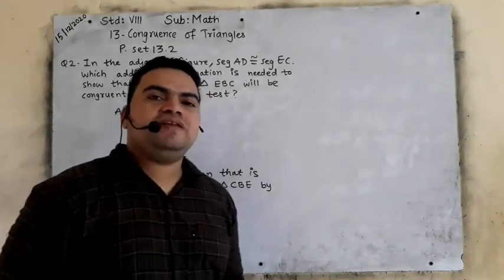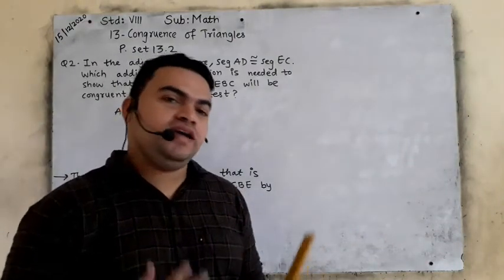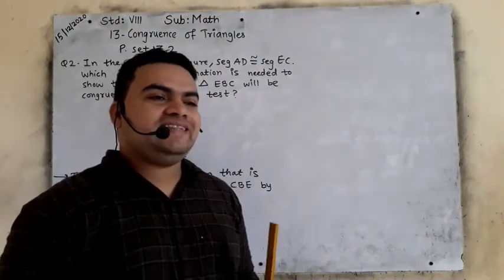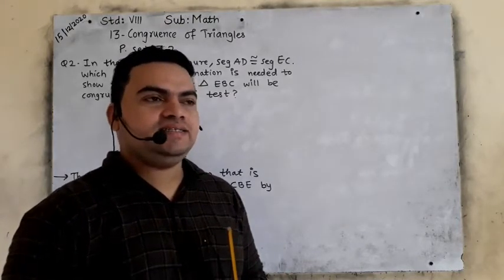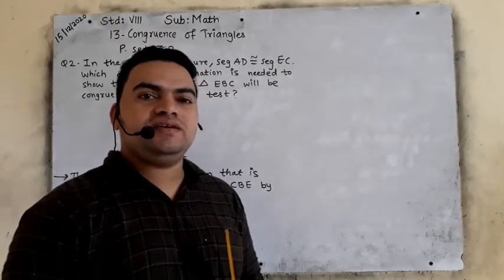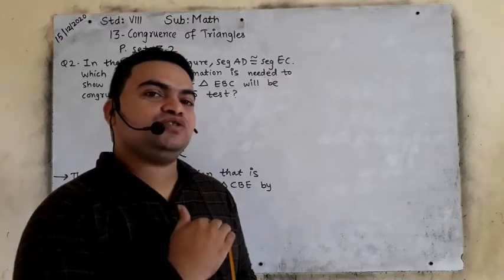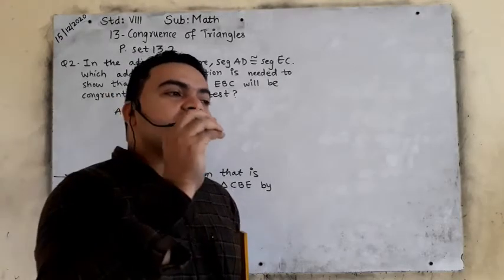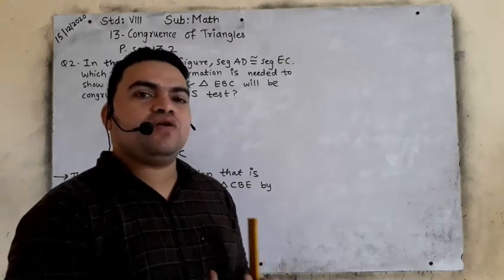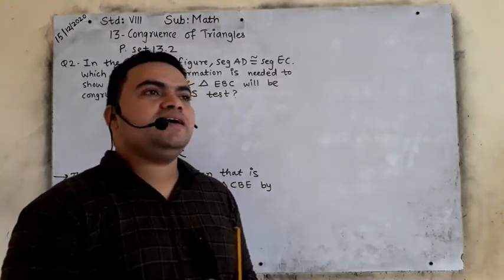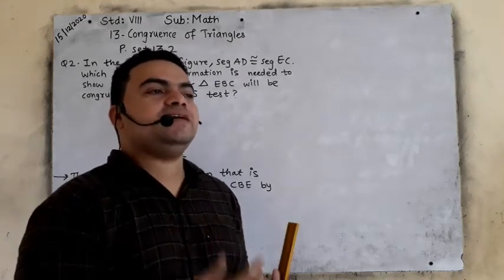So my dear students, now we will see question number 2, and it is very interesting. It is already said that the given two triangles are congruent to each other by some test, angle side test, but which additional information was needed over there? We have to tell which information is missing in this question, so that we can say this should be there, so that these two triangles will be congruent to each other.